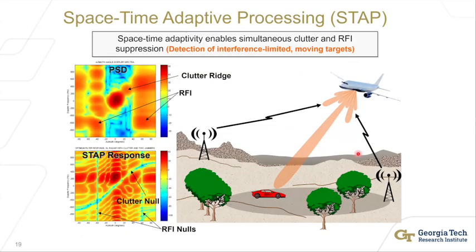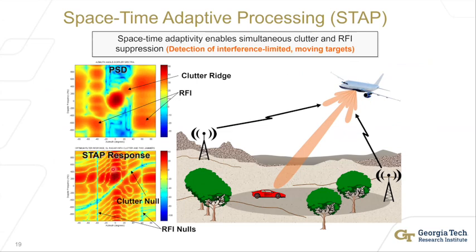So this is my last slide. This is just the money chart on STAP. What I'm showing you here is the clutter power spectral density for a side-looking radar. The clutter falls along this ridge here. We have two noise jammers. The STAP response would show deep nulls on the two jam strobes, as I'm showing here, and a deep null along the clutter response. And that's calculated by taking R inverse S and, of course, calculating the corresponding transfer function.